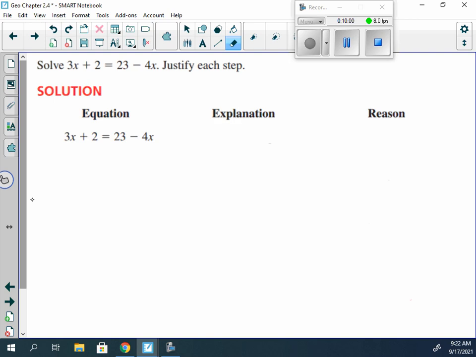Well, our first main step is to just write the equation. Don't worry too much about the explanation. I didn't even include it on y'all's. So we're going to write the equation. 3x plus 2 equals 23 minus 4x. Well, we want to solve for the value of x. So what do we do first? What can we do first?